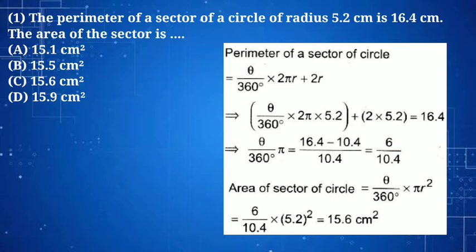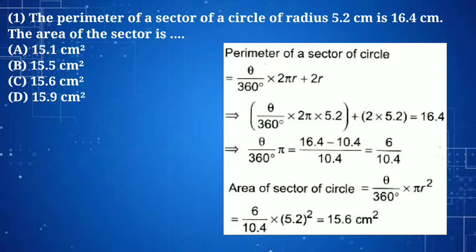Then what is the next step? Theta by 360 into 2 pi into r, r means 5.2, plus 2r, 2 into 5.2. So all of these are the perimeter of the sector, that is given, equal to 16.4. Then after calculation you will get theta by 360 pi is equal to 16.4 minus 10.4 all divided by 10.4. Then on the right side, calculating again, you will get 6 by 10.4.